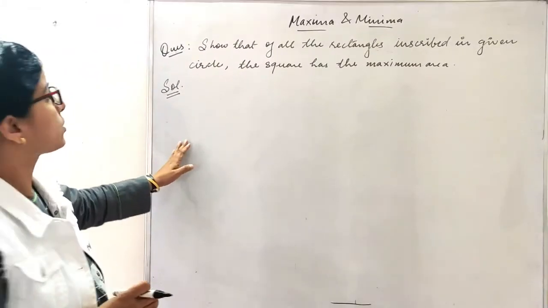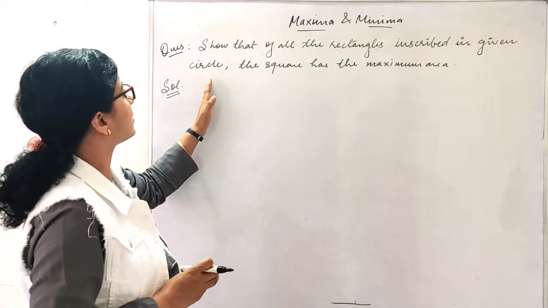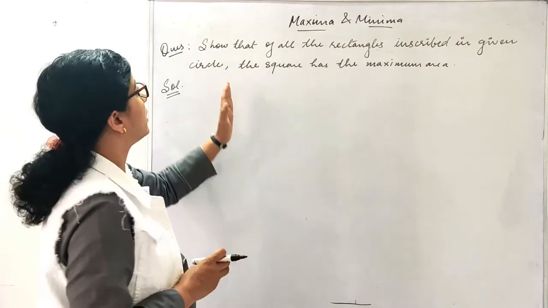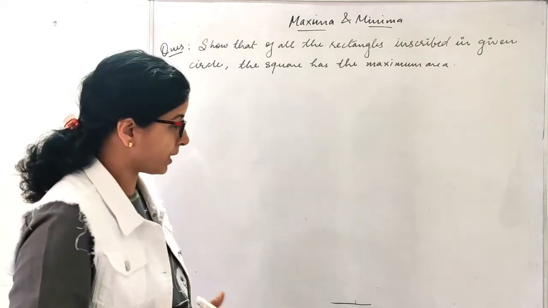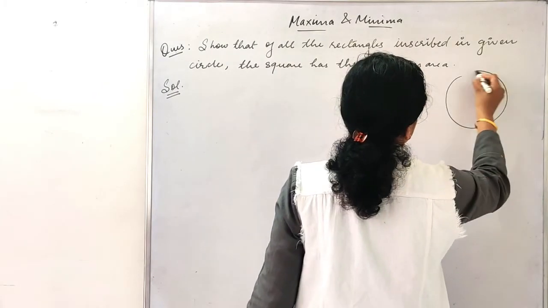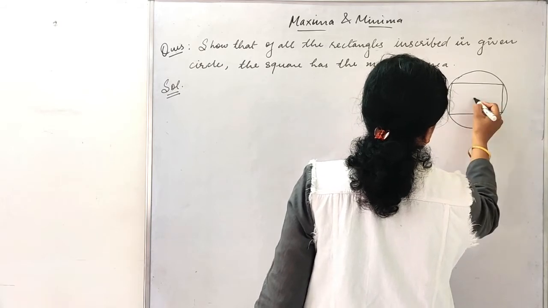So let us check this question. Show that of all the rectangles inscribed in a given circle, the square has the maximum area. Given circle means we have been provided with the radius. So let us check it over here. Say for example, this is my circle and this is the rectangle. Here is the center.